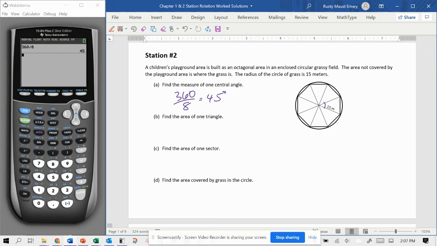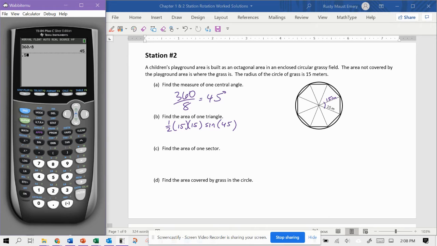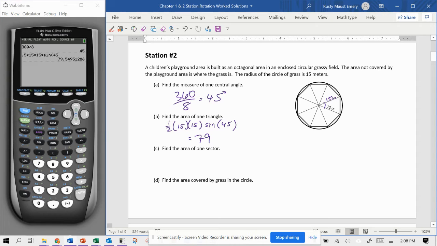Okay, so find the area of one triangle. So now we know the angle of one of those triangles, and each of these are congruent. So now what I can do is use the area of my triangle formula: 1/2 times the 2 sides times the sine of the included angle. So 0.5 times 15 times 15 times sine of 45. And I get 79.5. And this would be meters squared.